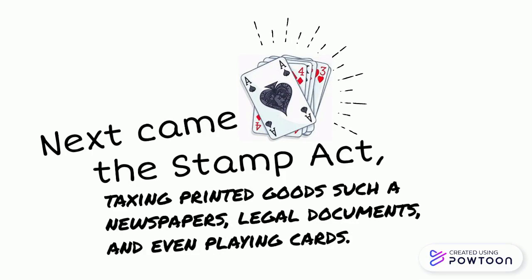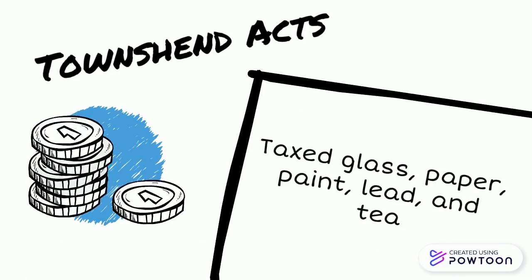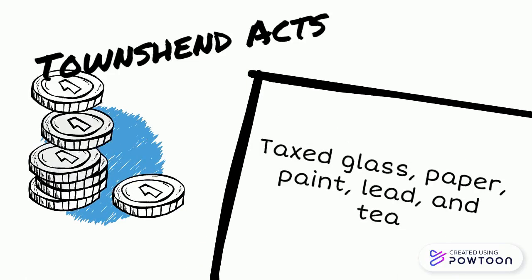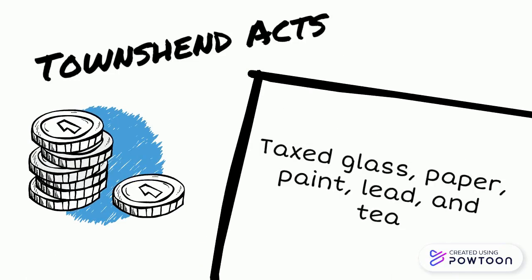This taxed printed goods such as newspapers, marriage certificates, and even playing cards. It too would be repealed and replaced with the Townshend Acts. The Townshend Acts taxed everything. Items such as glass, paper, and lead were just a few, all bundled neatly in this act.